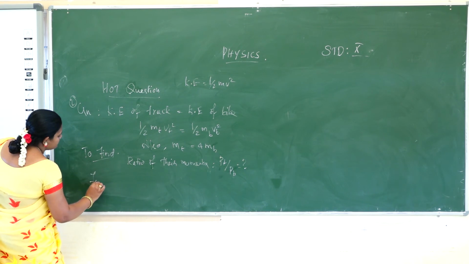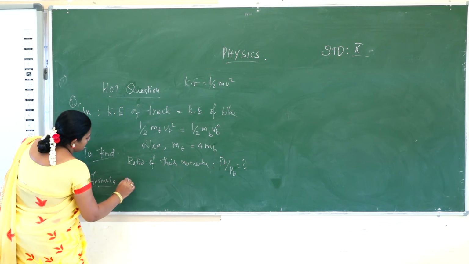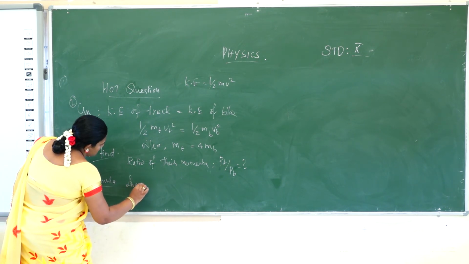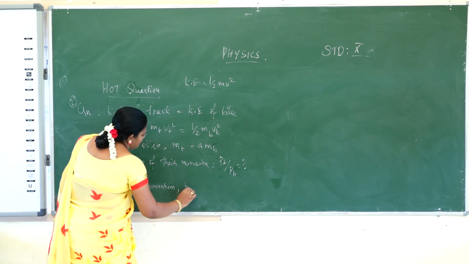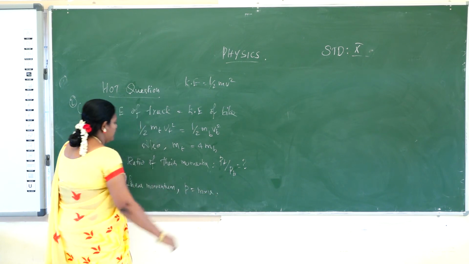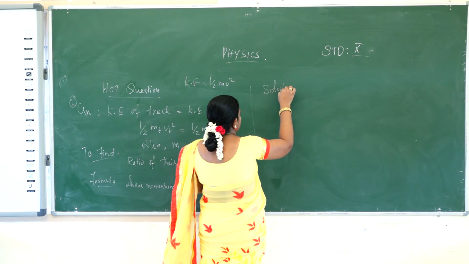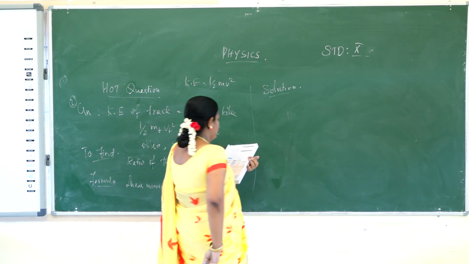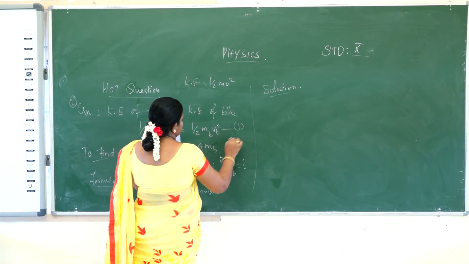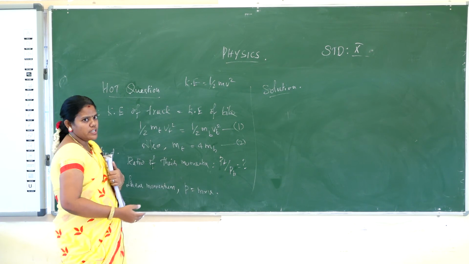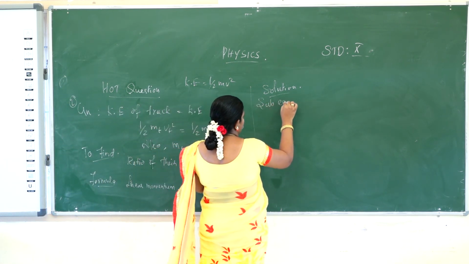Then the formula. What is the formula to use to solve this problem? The formula for linear momentum: P is equal to mass into velocity. Then how will you solve this problem? Solution. First, we will consider this equation as equation 1, and this equation as equation 2. Substitute equation 2 in equation 1.